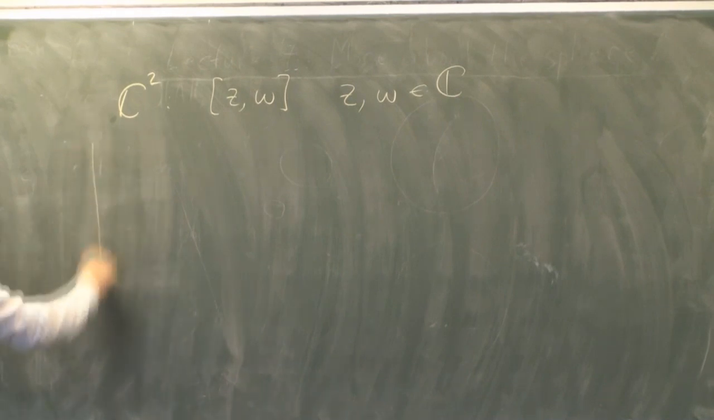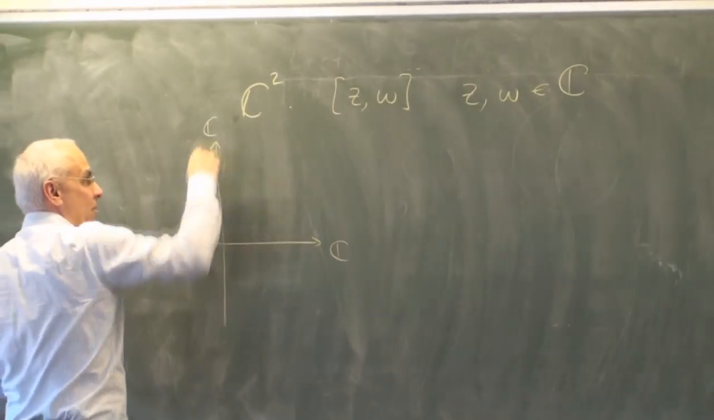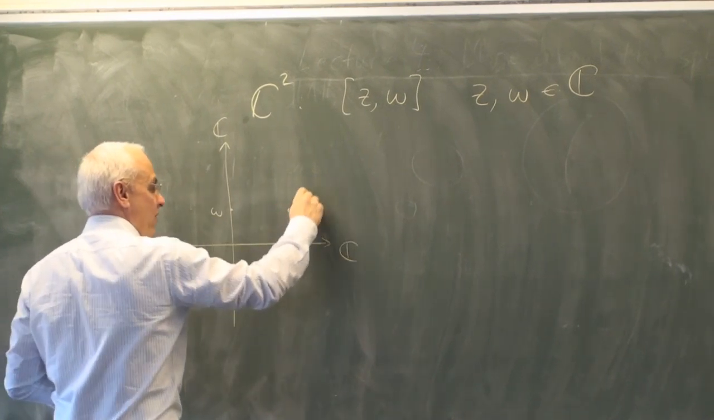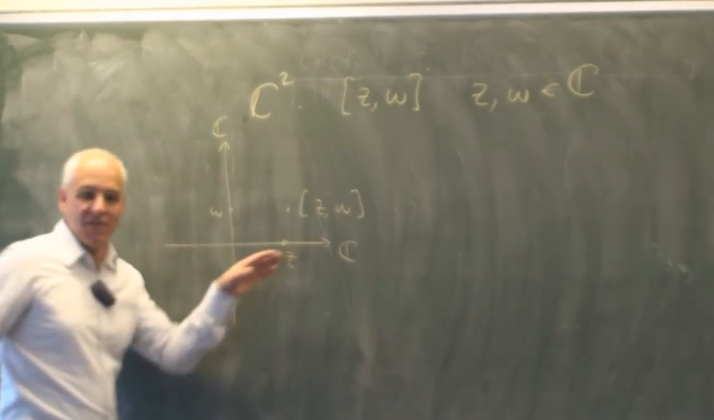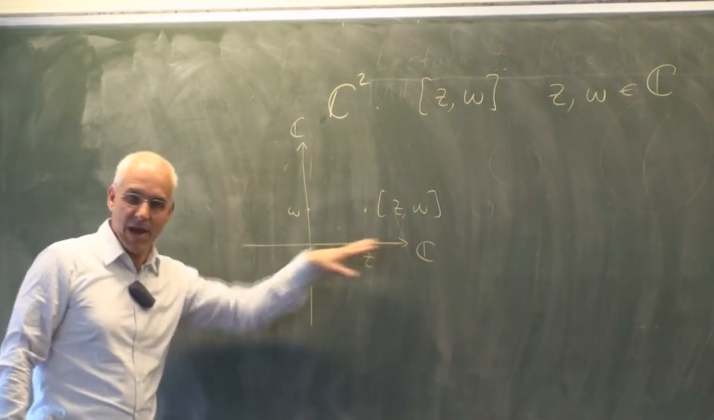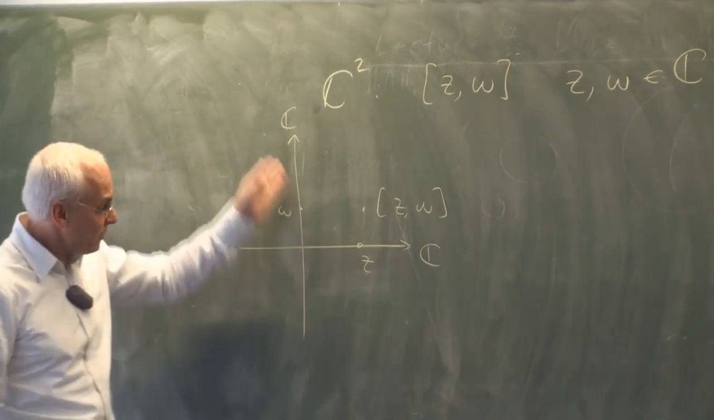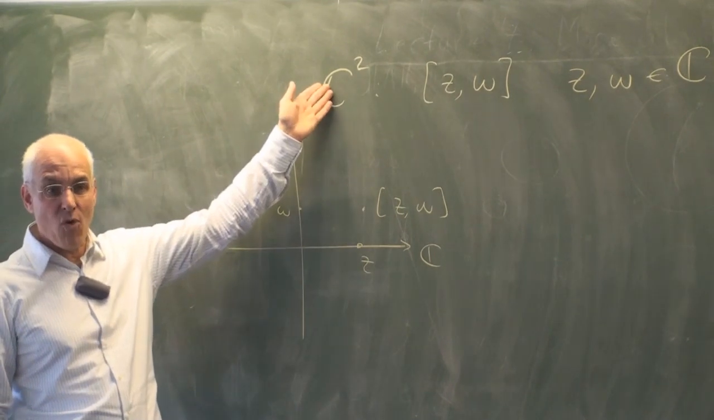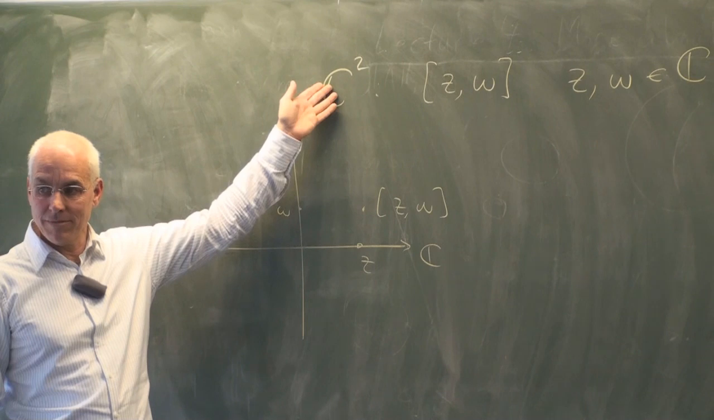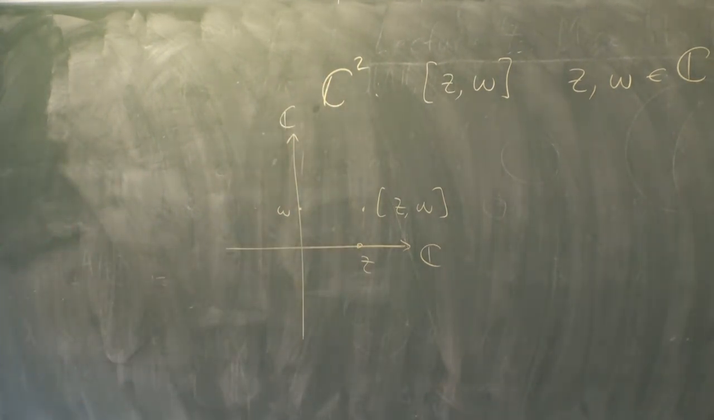And we can kind of think about it like this. We can kind of think that there's one copy of C in this direction and one copy of C in this direction. And if there's a z here and there's a w here, then this point is somehow (z, w). But this is not a very good picture because C is not one-dimensional. C is actually two-dimensional. It's actually two dimensions in this direction and two dimensions in this direction. We would really need 4 dimensions to visualize this properly. Okay, but this still gives us a reasonable idea of what's going on.